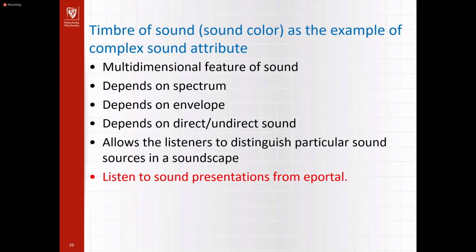Another example of some attribute which is not clear in the perception is the type of the sound or sound color, and this is a multidimensional feature of sound and depends on spectrum, envelope, the balance between direct and indirect sound, and the type of the sound allows the listeners to distinguish particular sound sources in a whole soundscape.